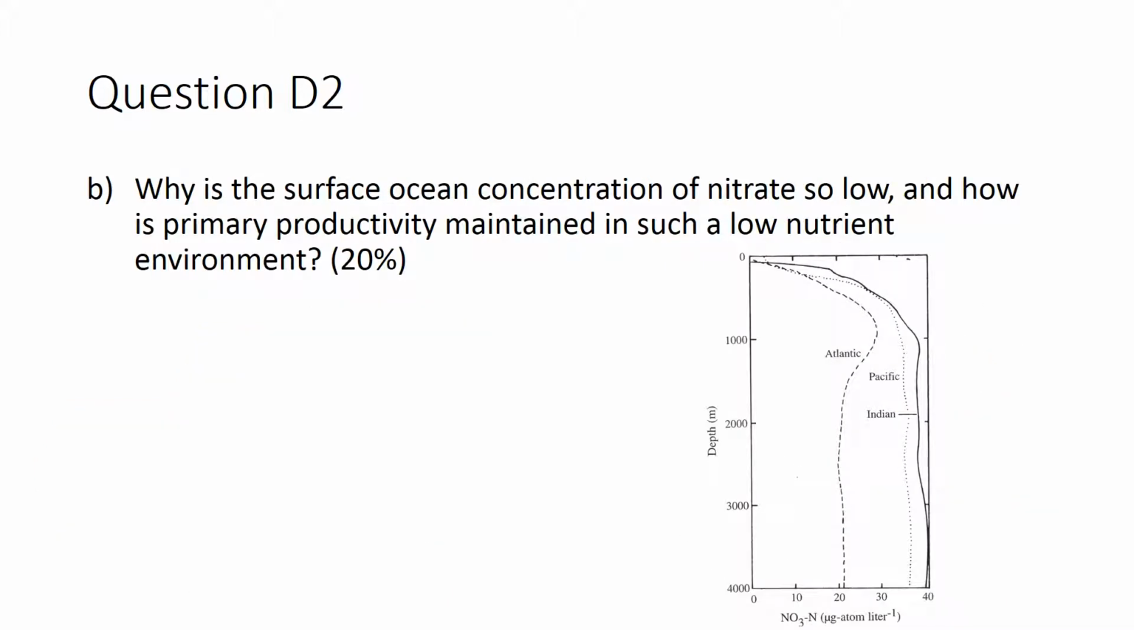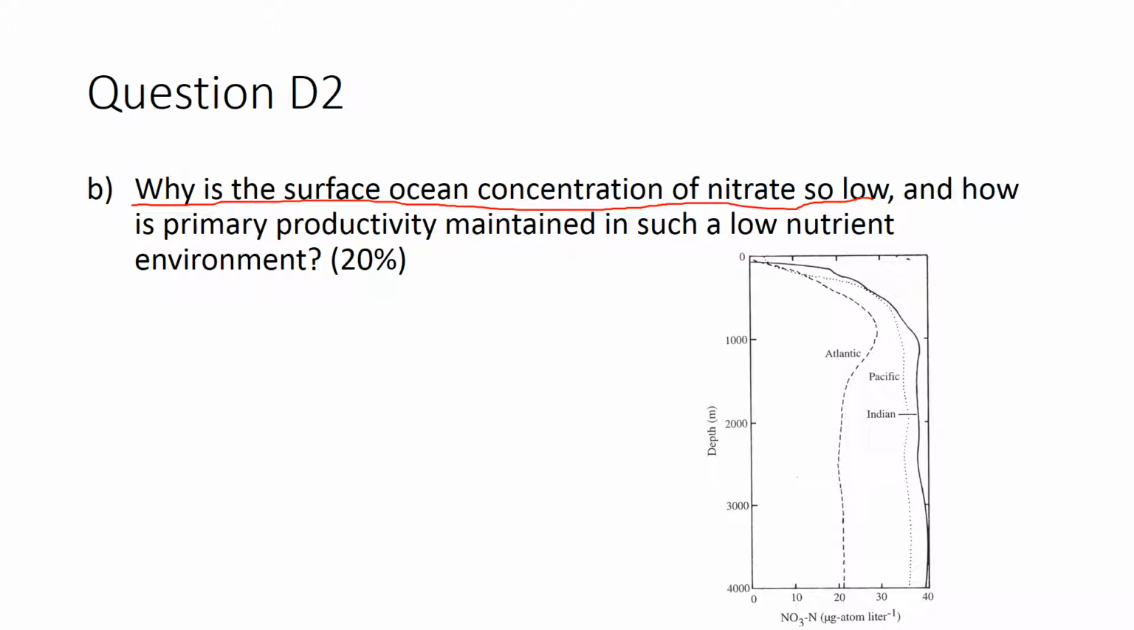Okay, so the next part of the question was a very short one. So the question is, why is the surface ocean concentration of nitrate so low, and how is the productivity maintained in such a low nutrient environment? Okay, so there are 2 parts. So why is the surface ocean concentration low? Okay, and if it is low, how can life still happen there?